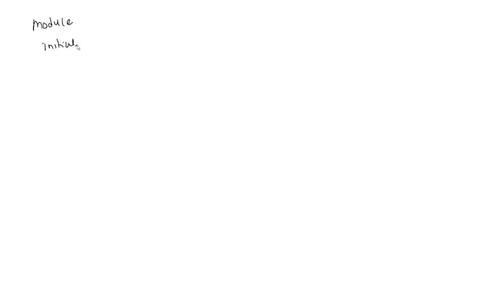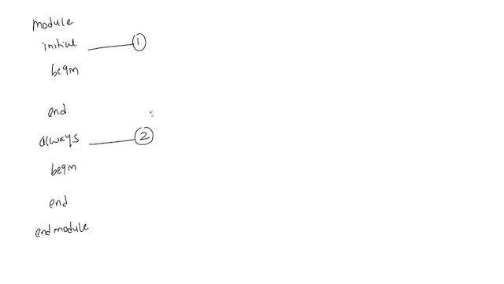And next, suppose I am using a module with an initial begin and end, and an always begin and end. Here this is the initial block and this is the always block. So which block will execute first? Can anyone say?